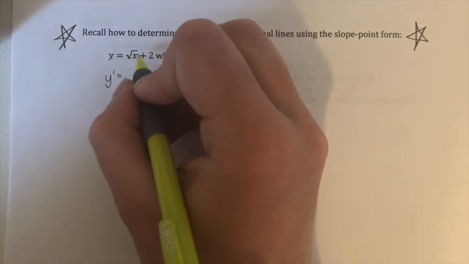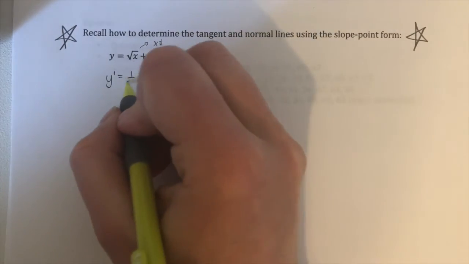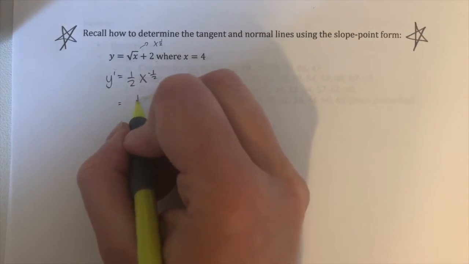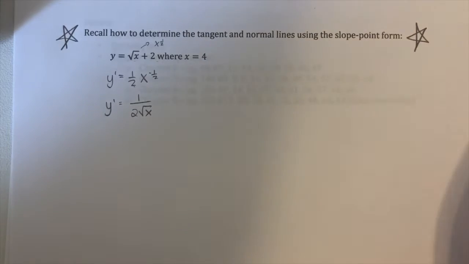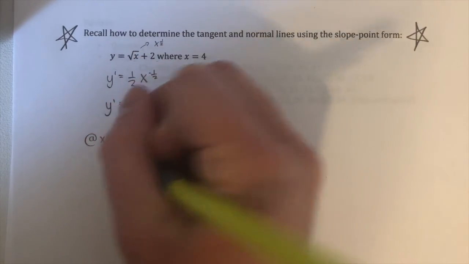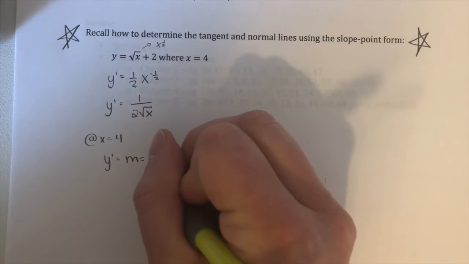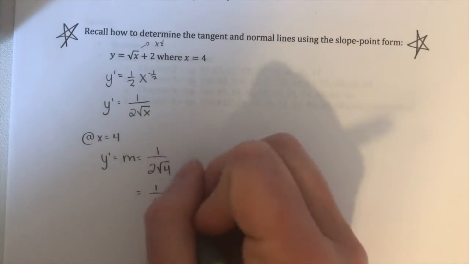Okay, so the derivative of this, remember that this is the same as x to the 1/2. It's going to be 1/2 x to the negative 1/2, and then the derivative of positive 2 is just a 0. Okay, so this is going to turn into 1 over 2, and then this is going to drop down to the bottom as a root again. So y prime is equal to 1 over 2 root x. So at x equals 4, you're going to have y prime, which is your slope, so root 4 is just 2, so this is 1 over 4. Okay, so there is your slope.